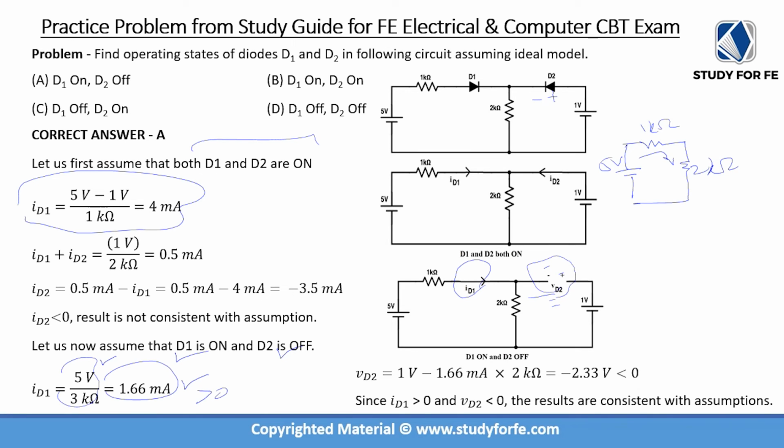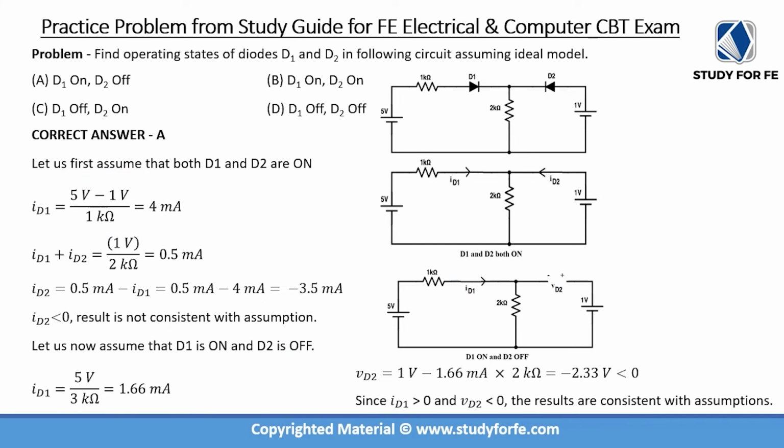And the voltage across the second diode is very important to understand, because you see that the positive terminal has 1 volt, which is good. So the voltage across diode 2 becomes 1 volt minus the voltage drop across the 2 kilo ohm resistor, because VD2 is equal to VD2 at the positive terminal minus VD2 at the negative terminal. For the positive terminal, we already established that this is 1 volt, and for the negative terminal, it is the voltage drop across the 2 kilo ohm resistor.